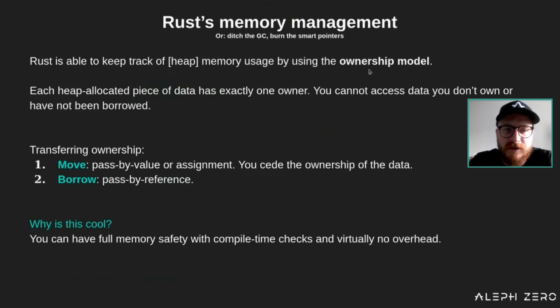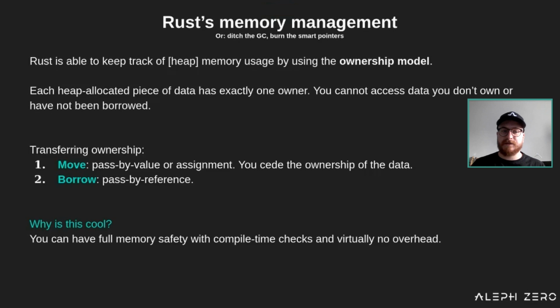So Rust is using the ownership model, which means that, I'm just going to read my slide: each heap allocated piece of data has exactly one owner. You cannot access the data if you don't own or have been borrowed the data, right? It assumes that there are multiple people trying to access your data. Think of it as multiple scopes or multiple functions and so on. The ways in which the ownership of a piece of heap allocated data can be transferred is twofold.